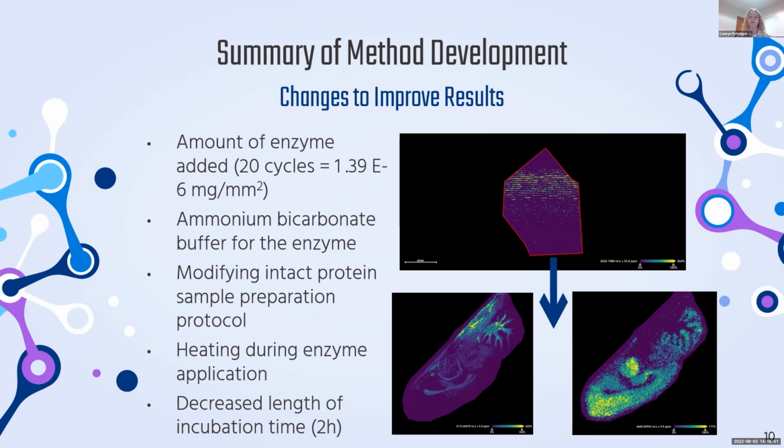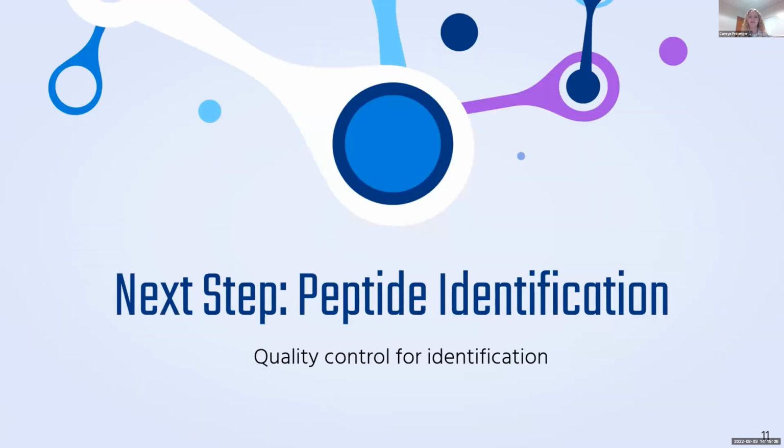So for example, we ended up decreasing the length of incubation time to 2 hours because this allowed us to see less delocalization of the peptides in our sample. And this allows us to create clear images, which is the goal. And finally, the next step for this process is to actually assign the proteins and do this peptide identification.